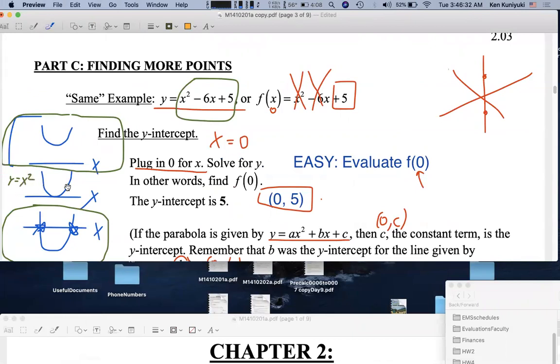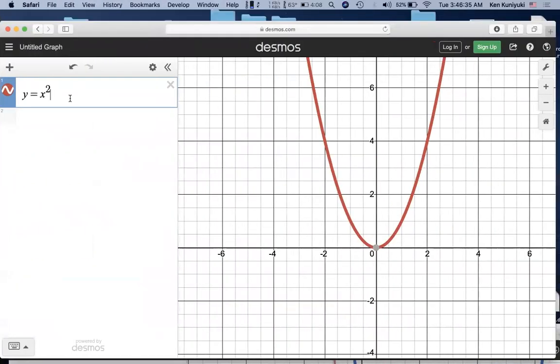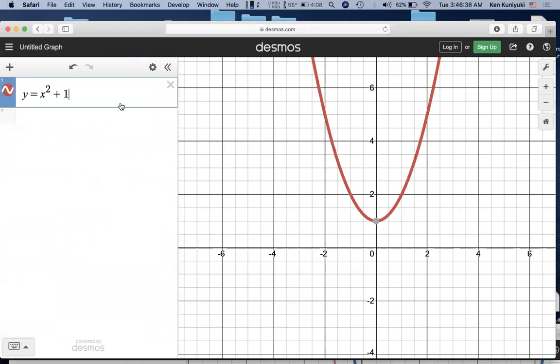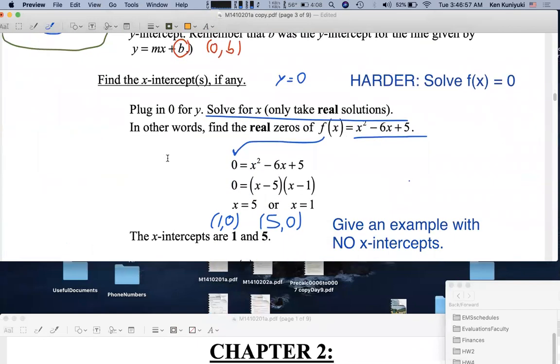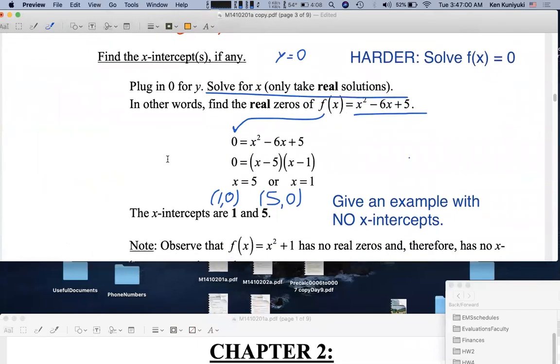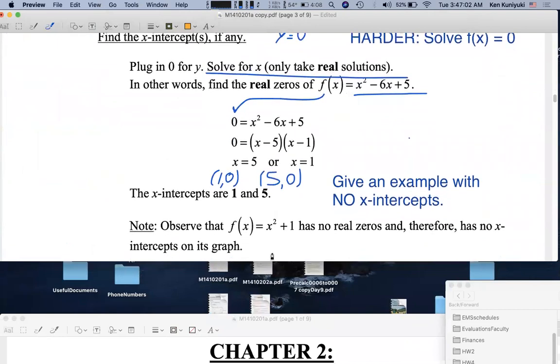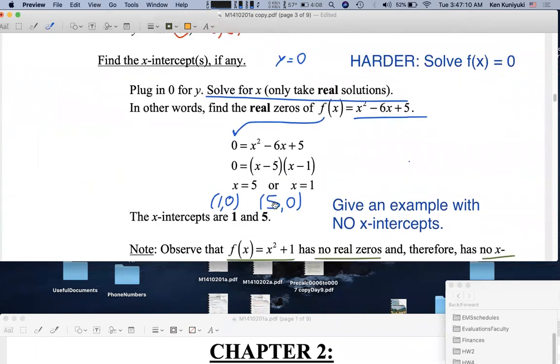But what could you do to the parabola to make sure it has no x-intercepts? You could, for example, add 1. Notice there are no x-intercepts. And why is that? Because x squared plus 1 has no real zeros. There are no real values for x that will make this whole thing equal to 0. I doesn't count. All right. So we found the x-intercepts. And we mentioned the example y equals x squared plus 1 that has no real zeros and therefore no x-intercepts. Right? Let's verify what we have so far.